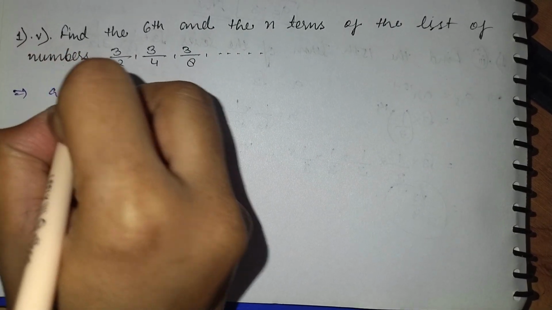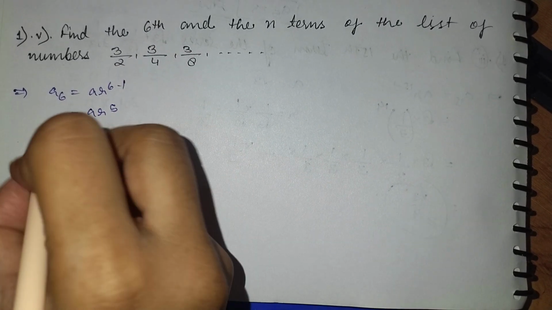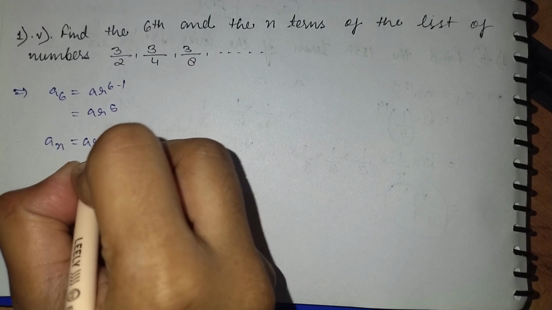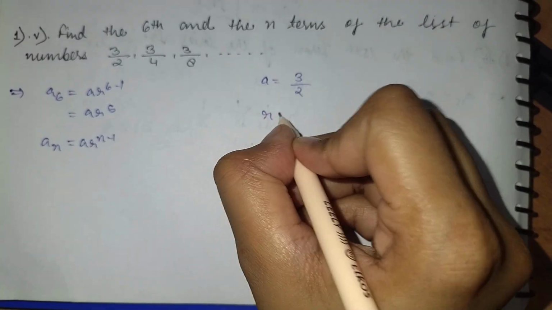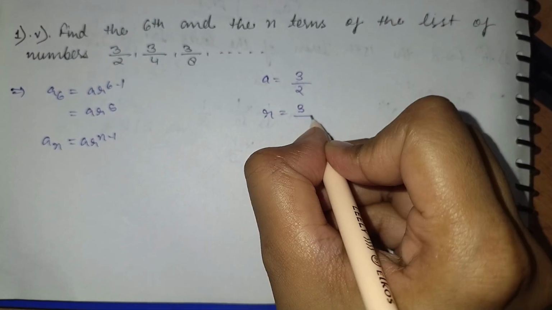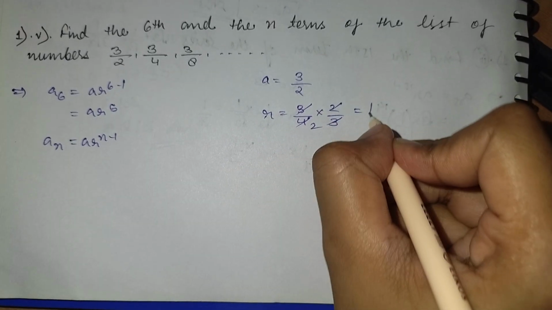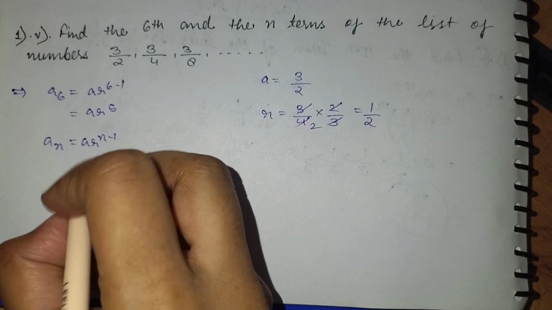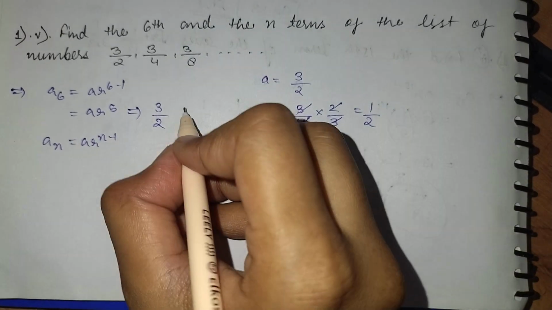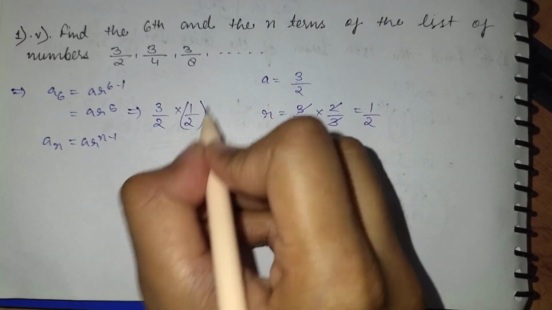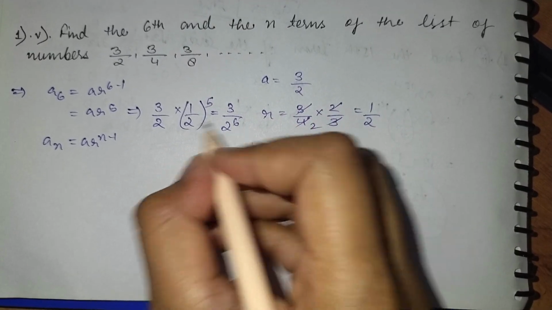Sixth term is A6 as AR^5, and nth term is AN = AR^(n-1), where first term is 3/2 and R is 3/4 multiplied by 2/3. This will be cancelled out and we will get 1/2 as the common ratio. So putting these values, A is 3/2 and (1/2) whole power 5. So we can simply write here final answer as (3/2)^6.